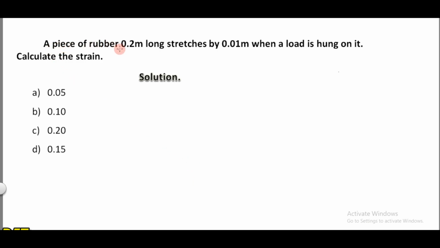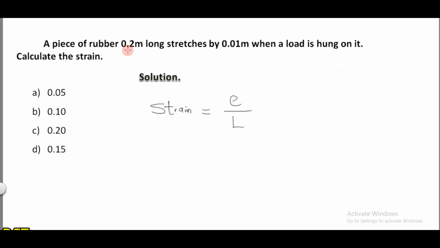So let's look at this question. A piece of rubber 0.2 meters long stretches by 0.01 meter when a load is hung on it. Calculate the strain. So again, the question is, a piece of rubber 0.2 meters long stretches by 0.01 meter when a load is hung on it. Calculate the strain. So what do you understand by strain? Strain is equal to extension over the length of an elastic material.